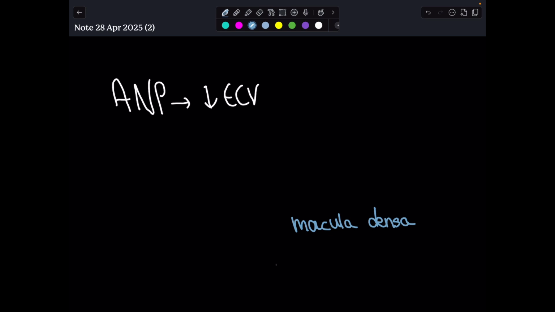So how does it work, more sodium, when we have ANP reaching the macula densa, but why? Explain to me again this macula densa, and how will renin be reduced because of it?